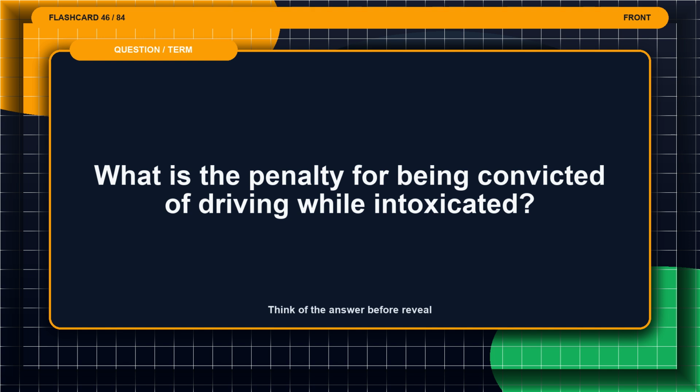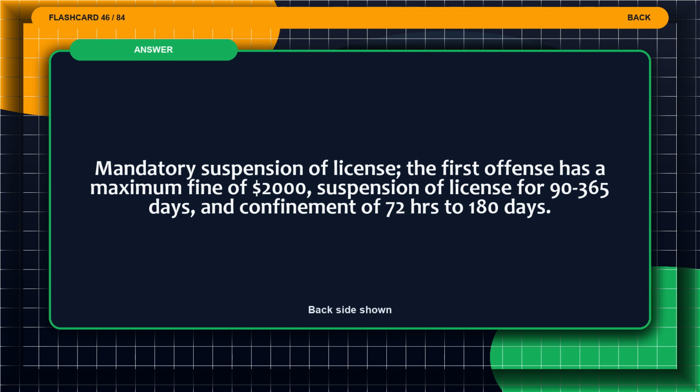Flashcard 46. What is the penalty for being convicted of driving while intoxicated? Think of the answer before the reveal. The answer is, mandatory suspension of license. The first offense has a maximum fine of $2 and suspension of license for 90-365 days and confinement of 72 hours to 180 days.